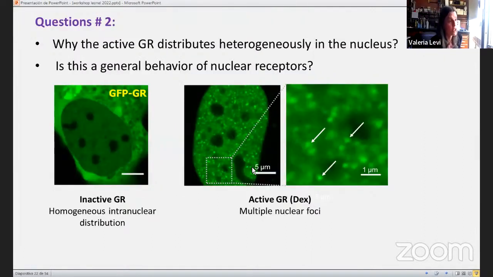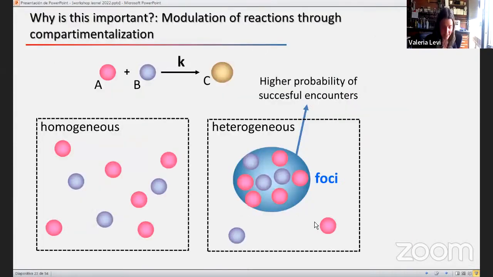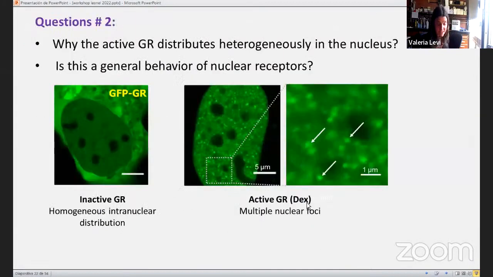So the second question that I will show you very fast is why the active GR distributes heterogeneously in the nucleus. Is this a general behavior of nuclear receptors? I will not show our last results on this topic, but this is something that has passed through the field of steroid receptors for a long period of time.